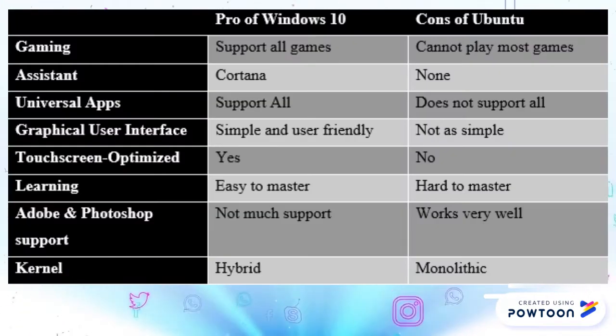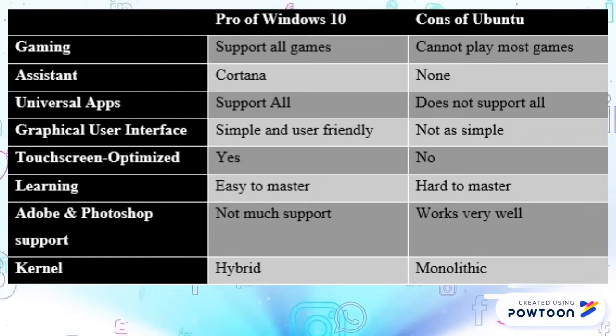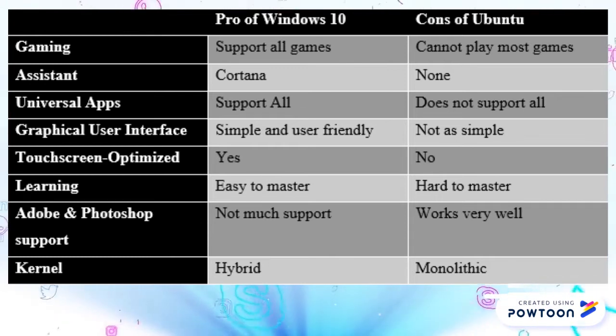Pros of Windows are that Windows can support games while Ubuntu cannot. Windows also has a voice assistant, Cortana, while Ubuntu doesn't. Windows is also touchscreen optimized while Ubuntu is not. Lastly, Windows is easier to master than Ubuntu.